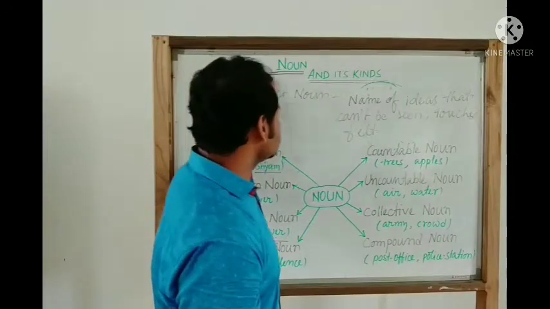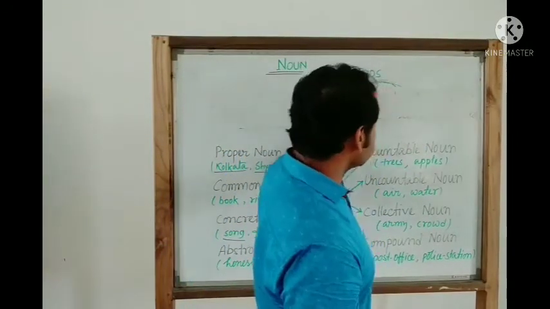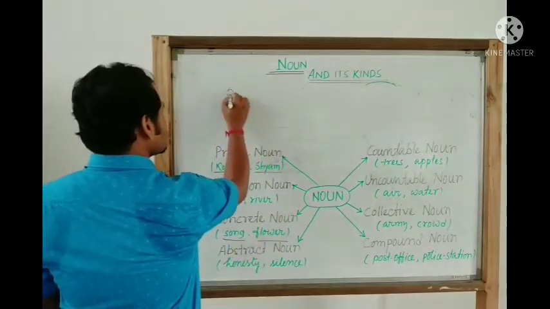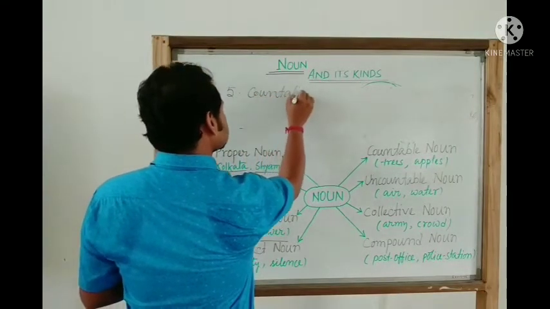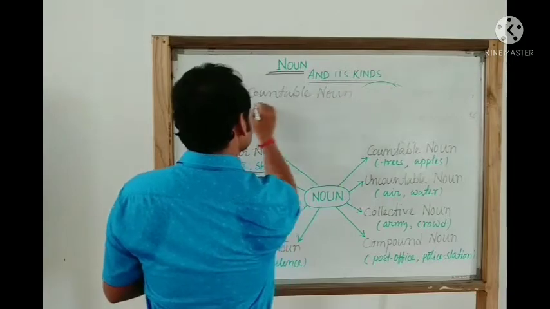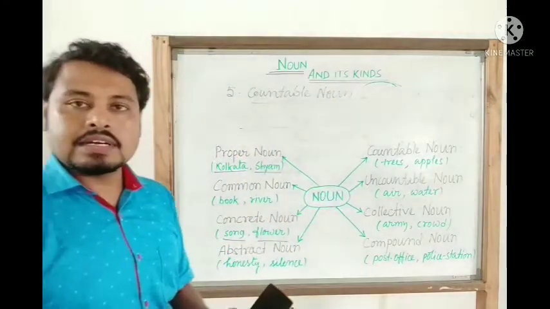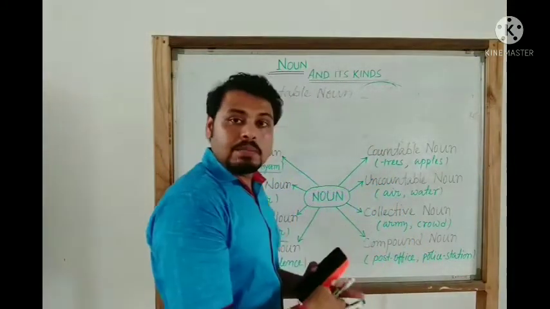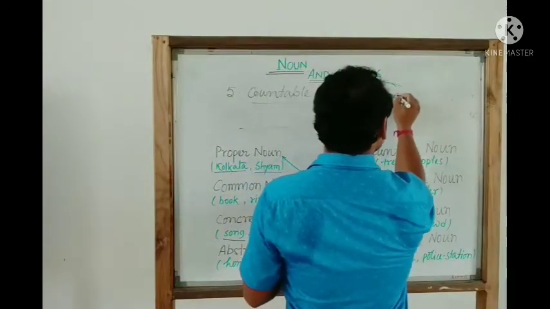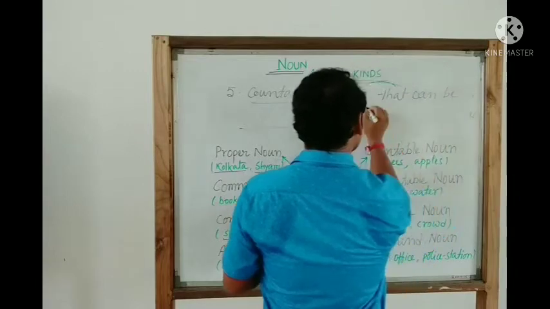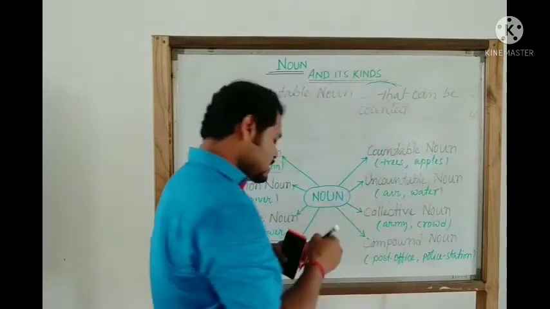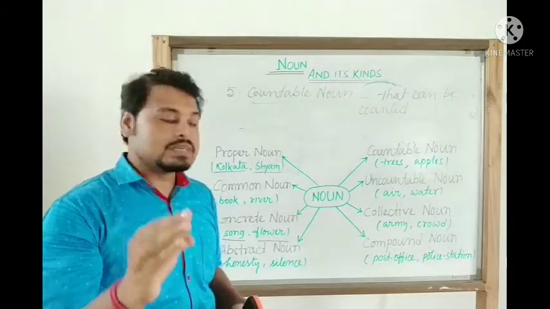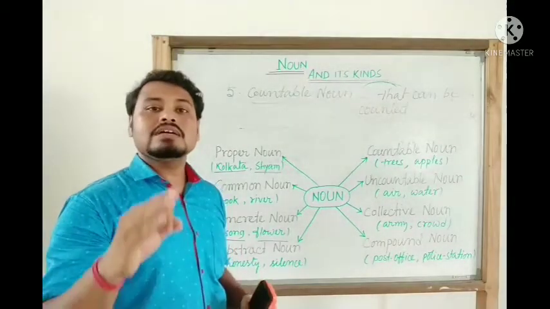After these abstract nouns, we have the next category of noun, that is countable noun, in our number 5. So countable means it comes from count. That means that can be counted. So a countable noun is the name of a particular thing that can be counted.